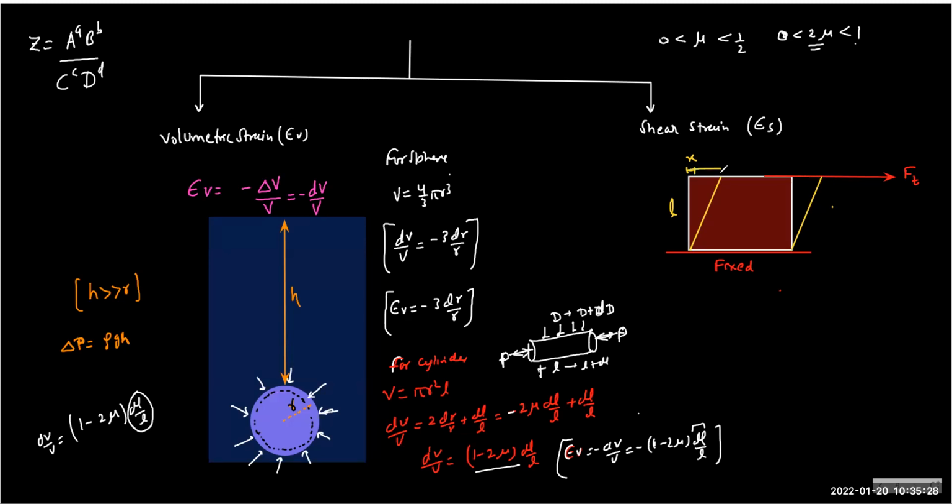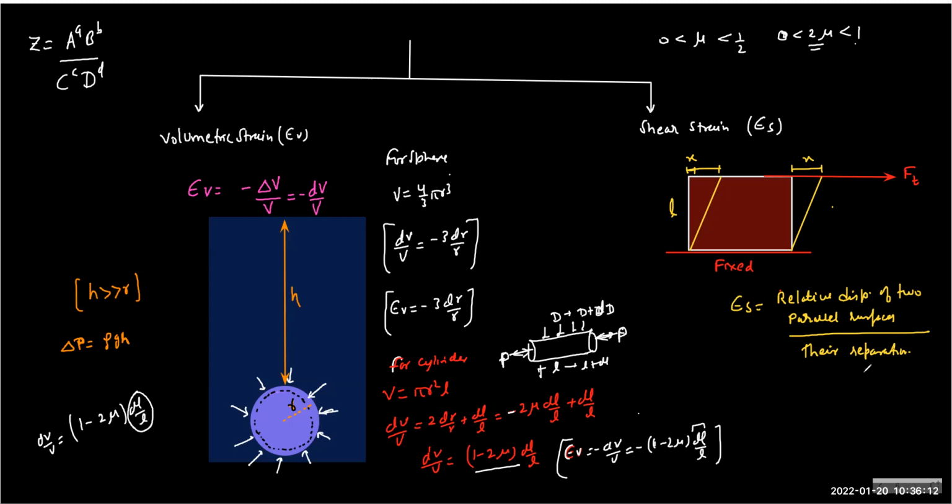So now this is much easier to visualize. The shear strain is defined as the relative displacement of two parallel surfaces upon their separation. That's it.